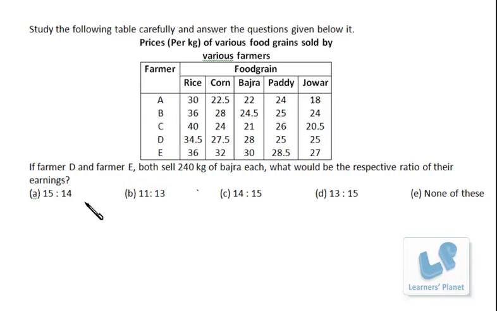So we are having 15 is to 14 and 14 is to 15 both as well. But we have to find out the ratio of D is to E. So it will be 14 is to 15, right? No paperwork is required at all.